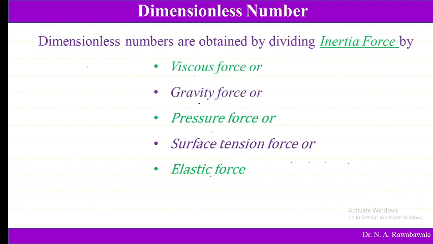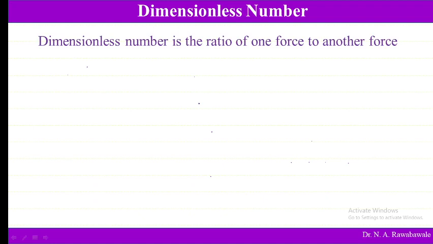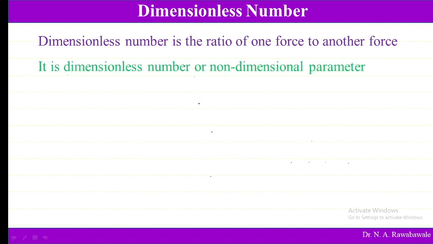So, force divided by force. The unit of force is Newton. Newton divided by Newton gets cancelled, and the entity remains without any unit. That's why we call it dimensionless. This dimensionless number is the ratio of one force to another force. Therefore, there is no unit for it. As there is no unit, we call it a dimensionless number, or non-dimensional parameter.